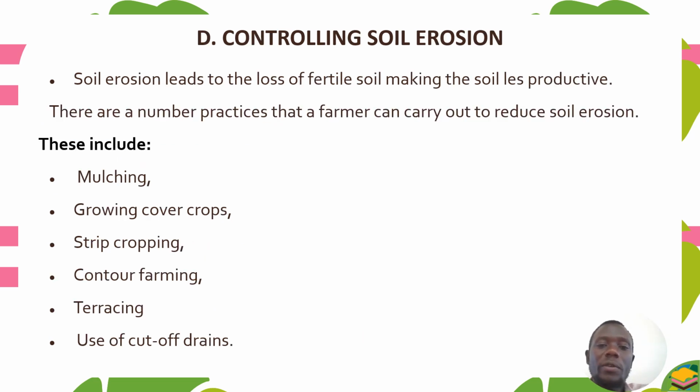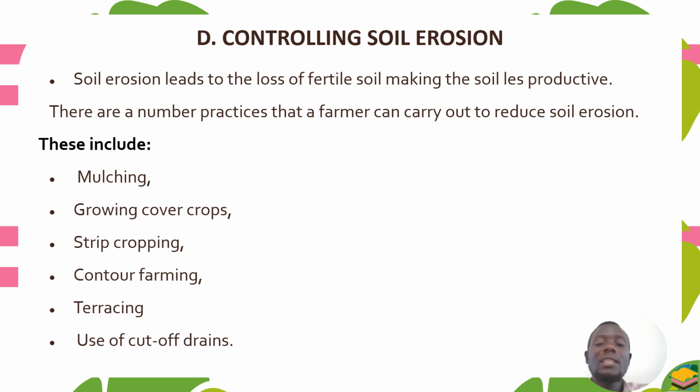Let's look at controlling soil erosion. Soil erosion leads to loss of fertile soil, making the soil less productive. There are a number of practices that a farmer can carry out to reduce soil erosion. If there is soil erosion, soil nutrients will be lost, since soil erosion is the removal of the top layer of the soil, which is fertile. In that way, crop nutrients will be lost.